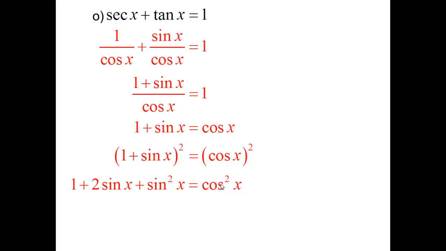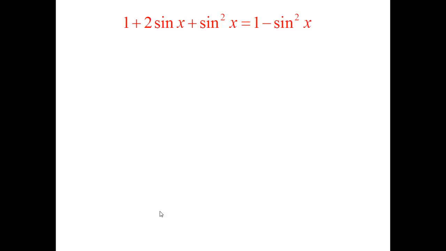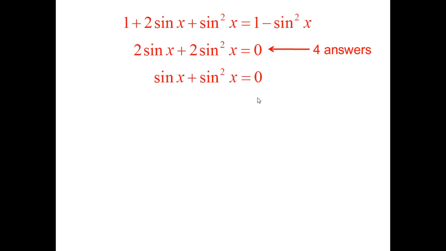Cosine squared can be replaced with 1 minus sine squared. I can then combine like terms. The 1 is going to cancel out. The negative sine squared moves over to the left side as 2 sine squared. Everything's got a 2 in front of it, so I can just divide everything by 2. It's also quadratic, so I know I'm going to have at most 4 answers.